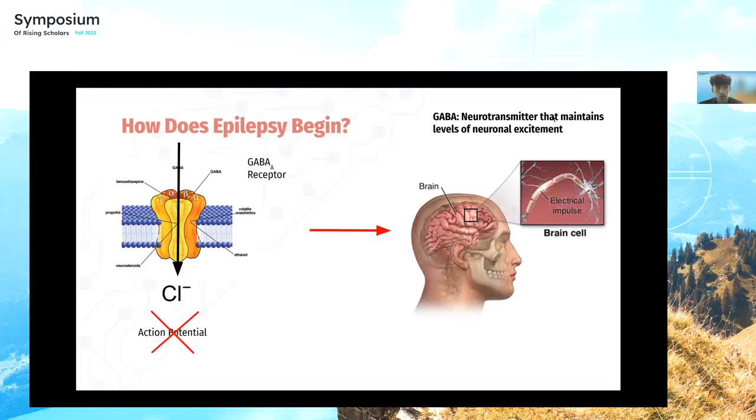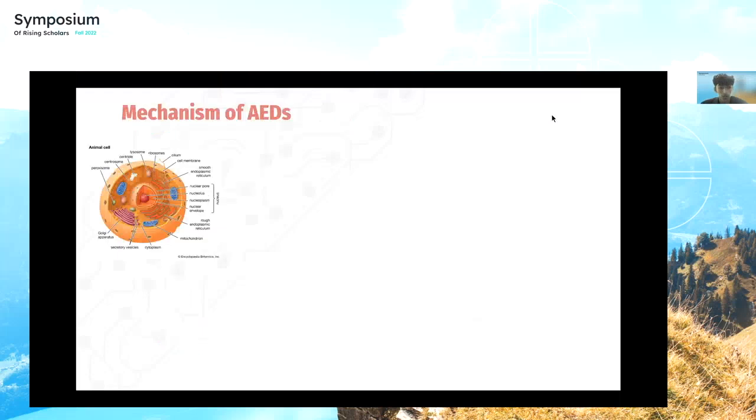So let's say, for example, somebody does not have enough GABA. Then that neuronal excitement cannot be maintained, and it'll lead to periods of increased neuronal excitement, which can then lead to a seizure. So if the problem we assess starts with neurotransmitters, the fix also lies there. AEDs, also known as anti-epileptic drugs, are the main mechanism in treating epilepsy, and they use these GABA pathways in order to inhibit seizures.